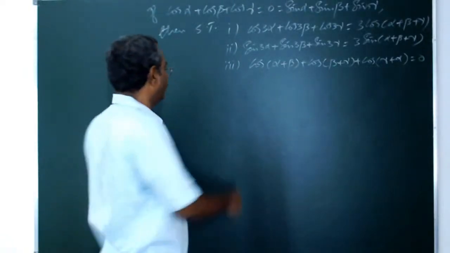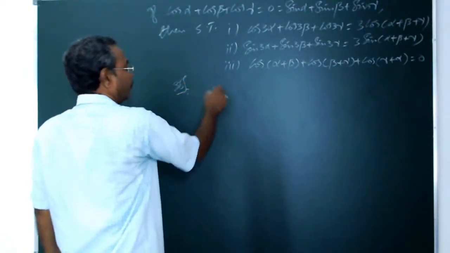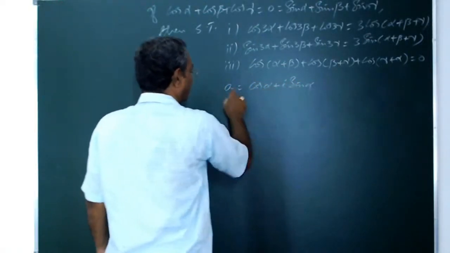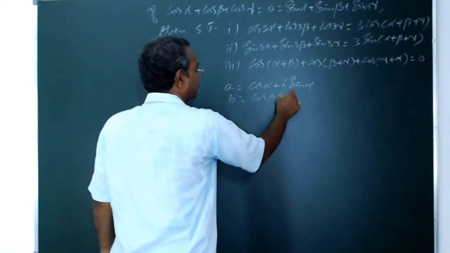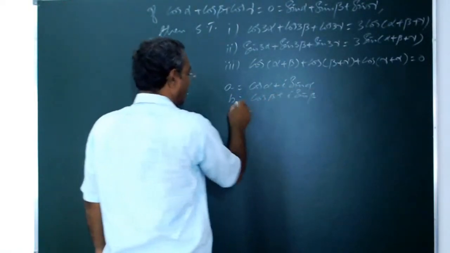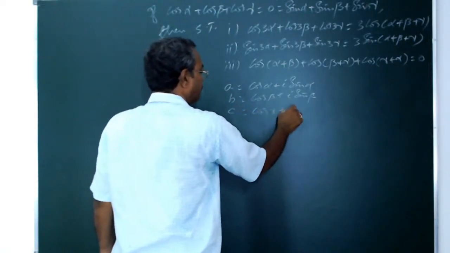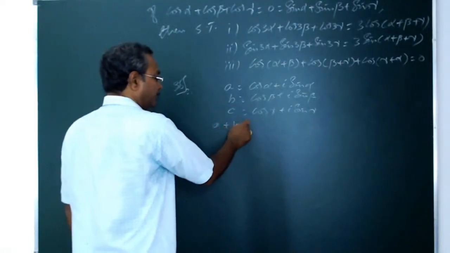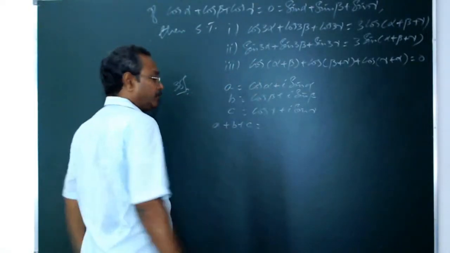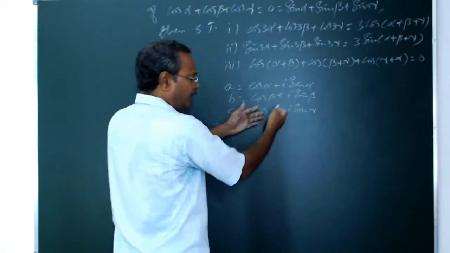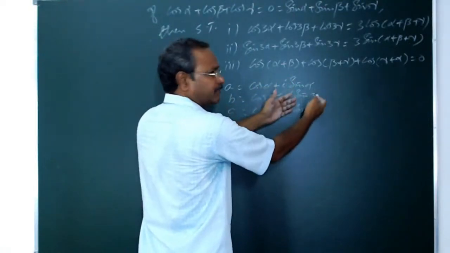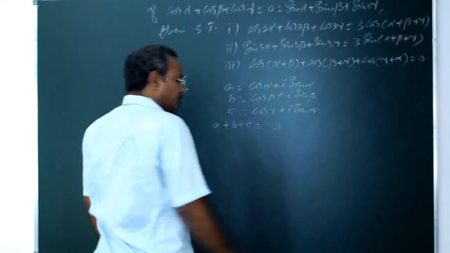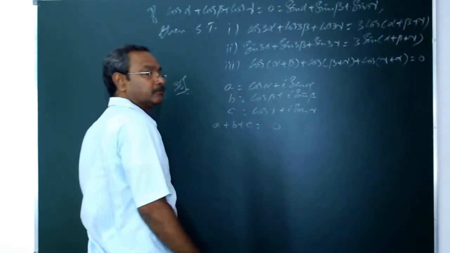For the solution, we will start with A equal to cos alpha plus I sin alpha, B equal to cos beta plus I sin beta, and C equal to cos gamma plus I sin gamma. And we know that A plus B plus C is equal to the sum of the three complex numbers, that is cos alpha plus cos beta plus cos gamma, plus I into sin alpha plus sin beta plus sin gamma. By virtue of these two results, we get 0 and 0. So A plus B plus C equal to 0.